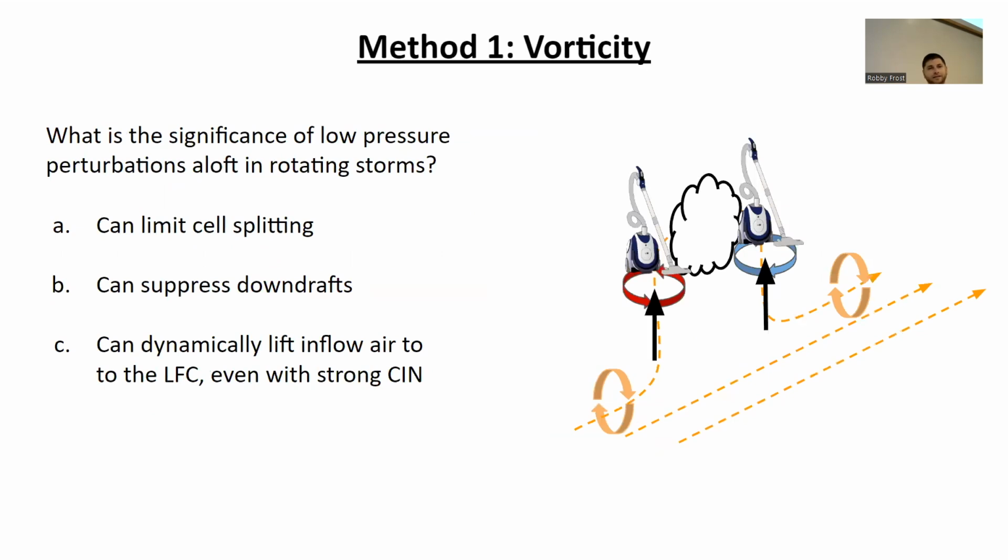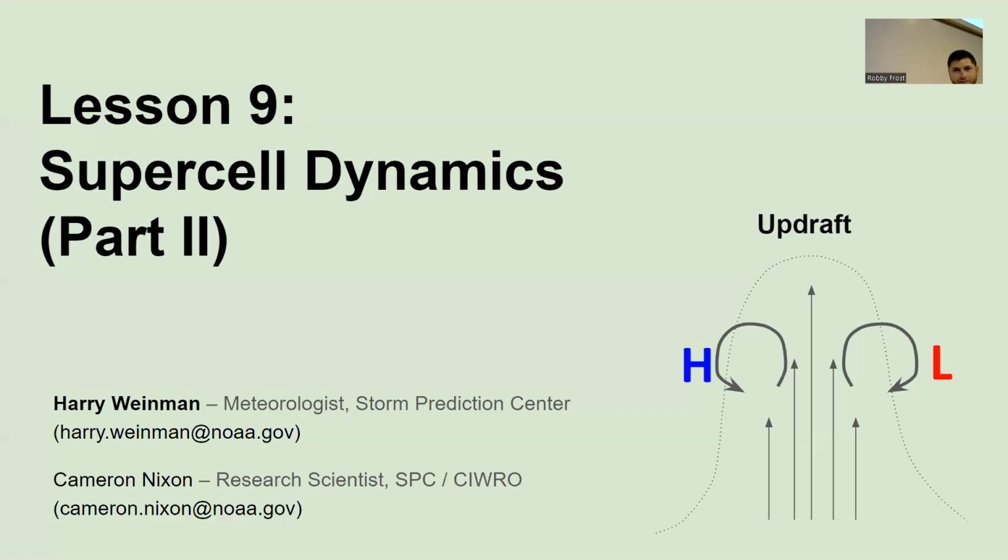What is the significance of low pressure perturbations aloft in rotating storms? Exactly. This is a dynamic effect. It's a vertical perturbation pressure gradient force that literally is dynamically forcing air upward. So the significance of this is supercells can often lift parcels with more CIN, convective inhibition, than you would expect, than disorganized type storms. Okay, this is part 2.